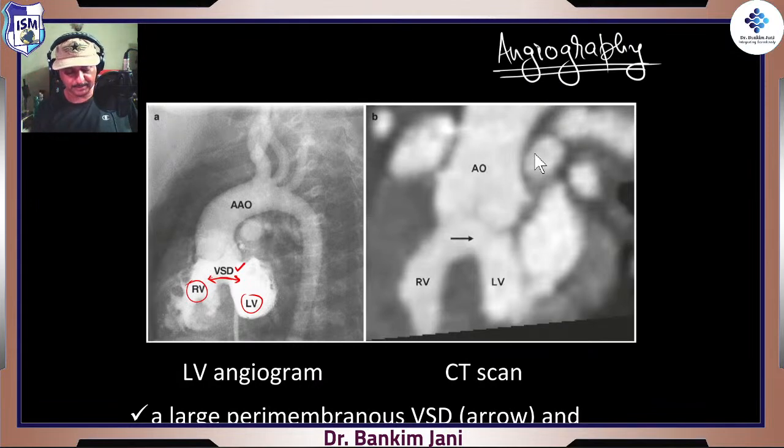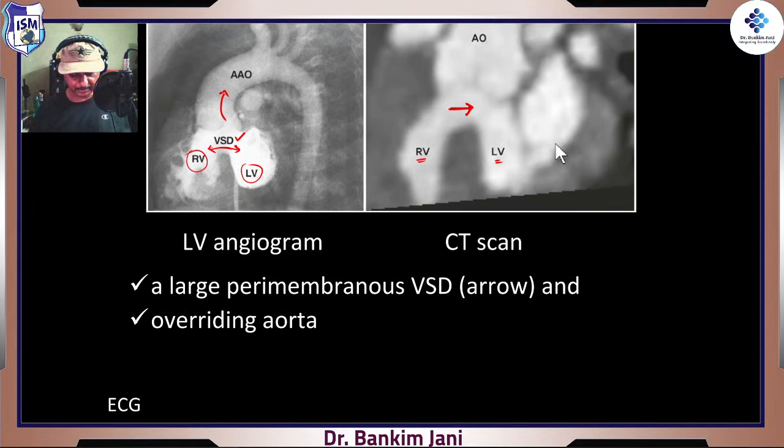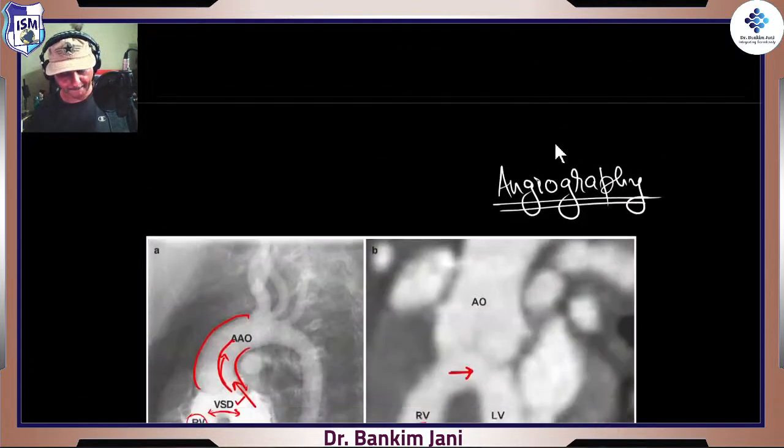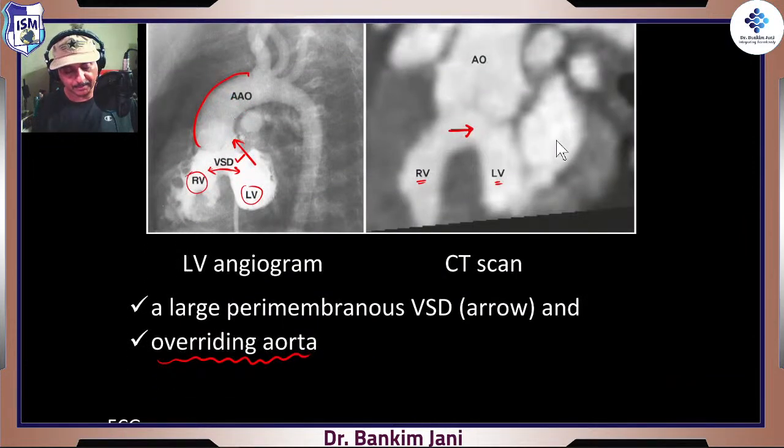And then this is the ascending aorta, correct? Over here also, this is the right ventricle, this is the left ventricle, and then we have the ventricular septal defect along with the overriding of the aorta. Can you see this? See the aorta. The aorta should really be appearing from here, just from the left ventricle. But this aorta is appearing like this. See? Now can you see it properly? So it is overriding, right?